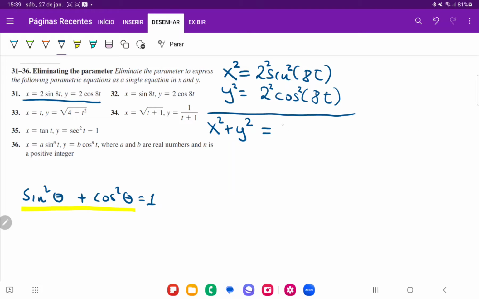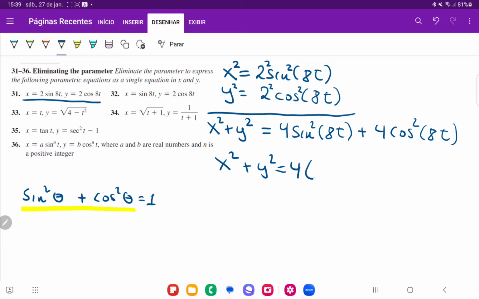So 2 squared is 4 sine squared of 8t plus, that's going to be 4 cosine squared of 8t. And now what we're going to do here is just factor out the 4 on the right-hand side. So we have x squared plus y squared is going to be equal to 4 times sine squared of 8t plus cosine squared of 8t.